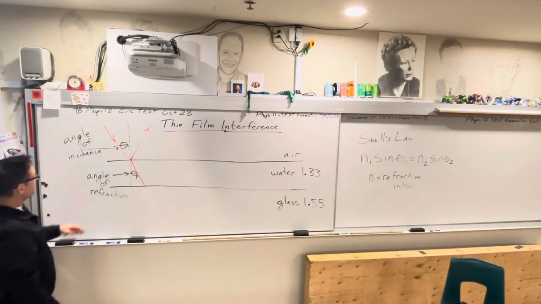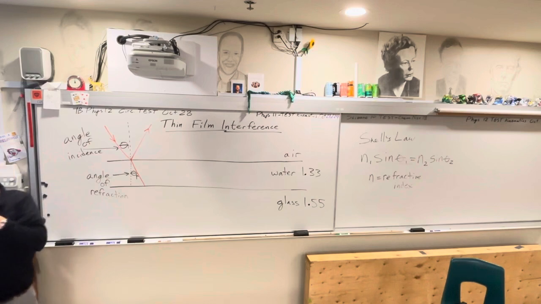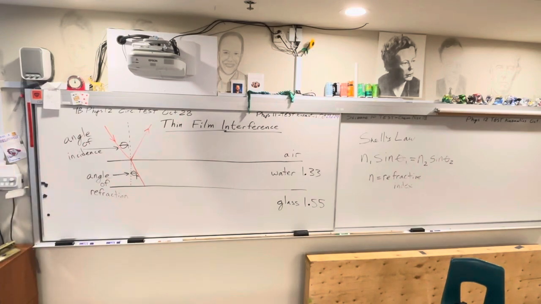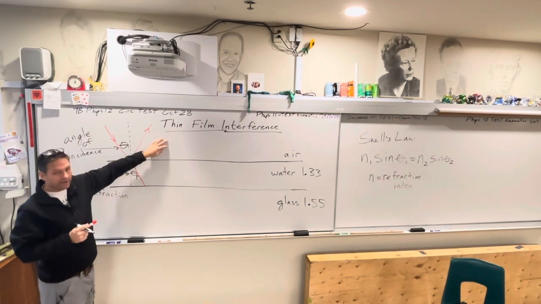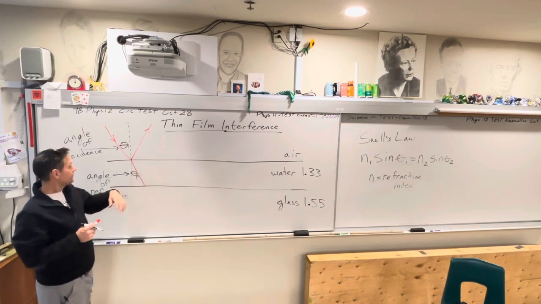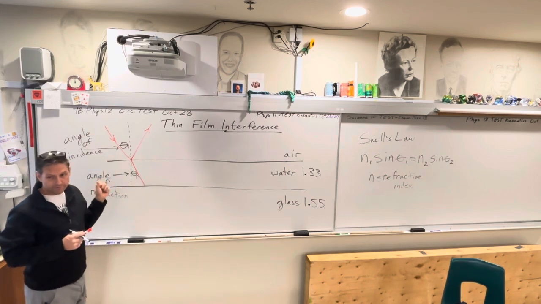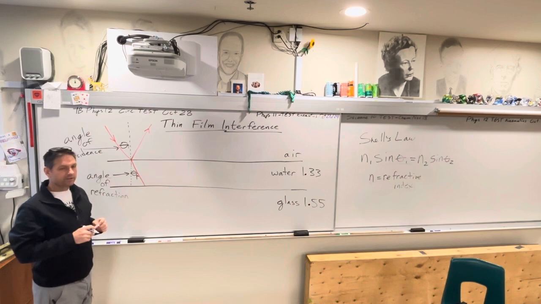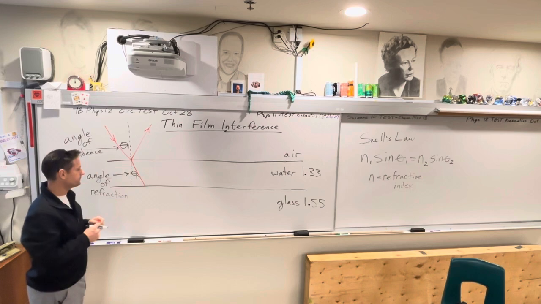Okay, so if I draw this and I gave you the angle of incidence, what would you need to know to find the angle of refraction? The n of the air. Okay, so you need the n for the air, you need the n for the water, and you need the angle of incidence, right? Does it matter the wavelength of light that's coming at you? No. Okay.